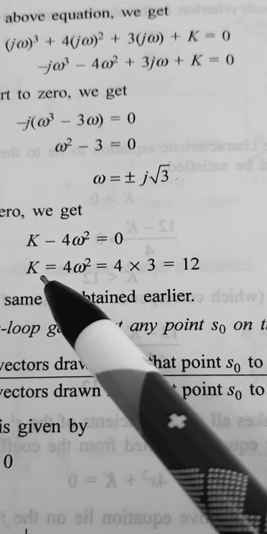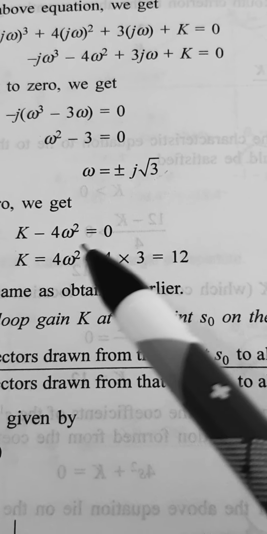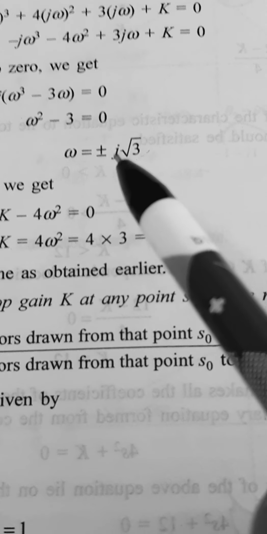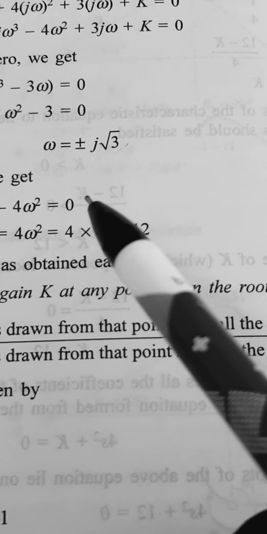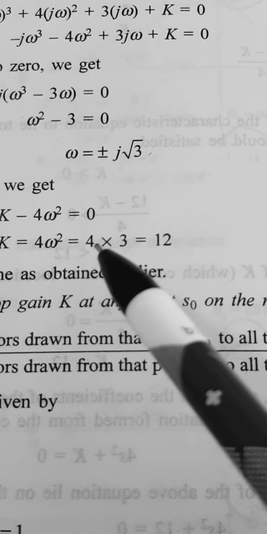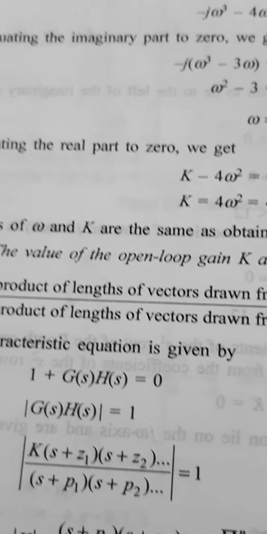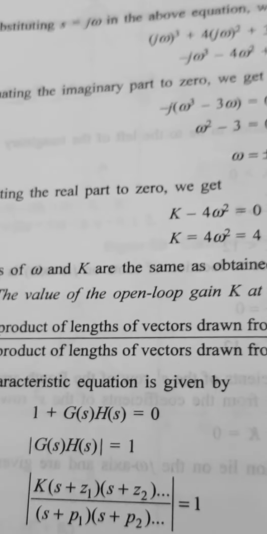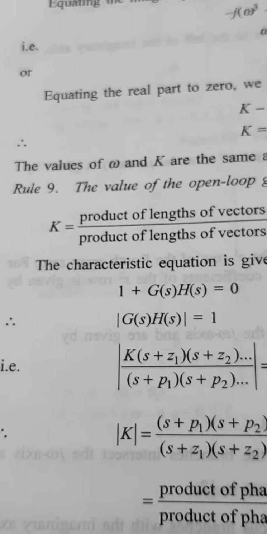From this you are getting k is equal to 4 omega square. Omega is plus or minus square root of 3, so omega square becomes 3. So 4 into 3, you are getting 12. This is an easy alternate method to find it. Otherwise the root locus criterion can also be used.